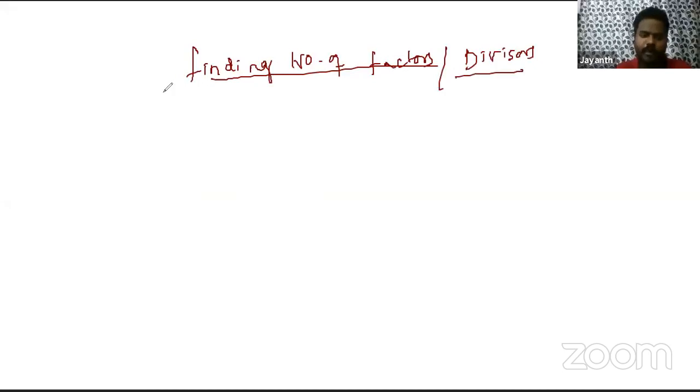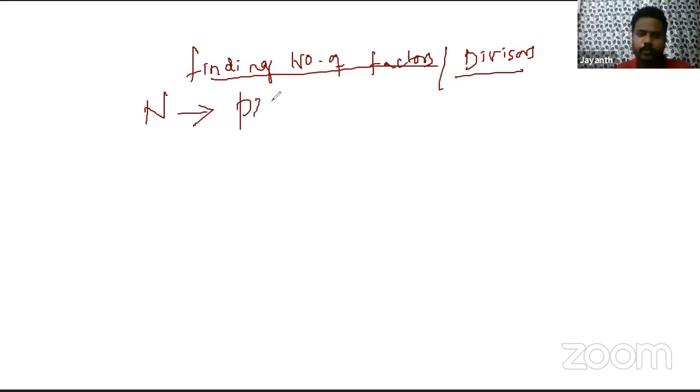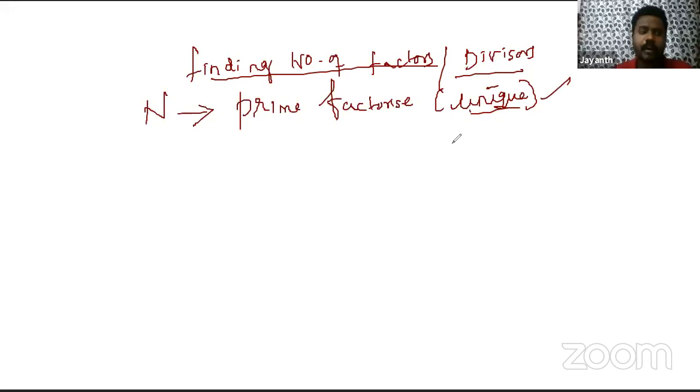If any number n is given, you have to prime factorize it. This is what I've been saying from yesterday onwards. Why do we prime factorize a number? Because prime factorization is unique. A prime number has only two factors; it isn't divisible by any number other than one and itself. So if you write the number in prime factorization, it is unique.